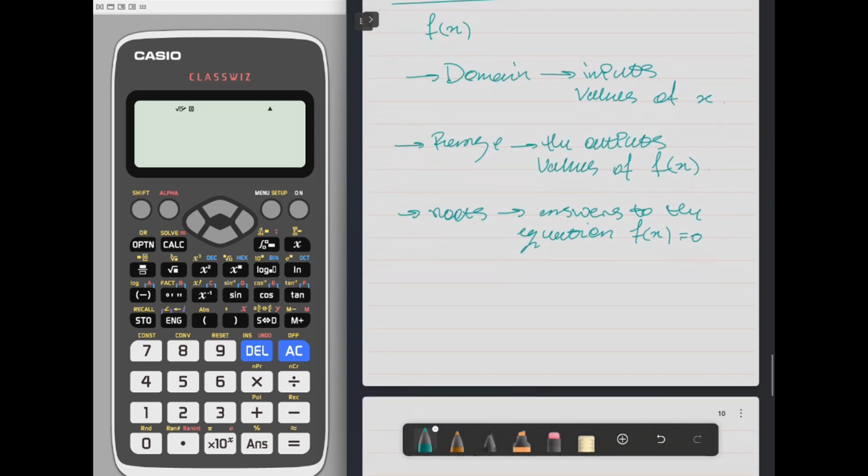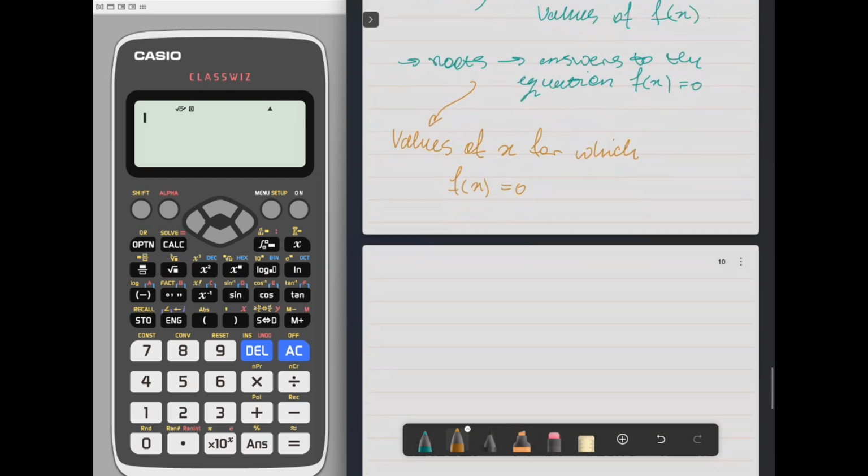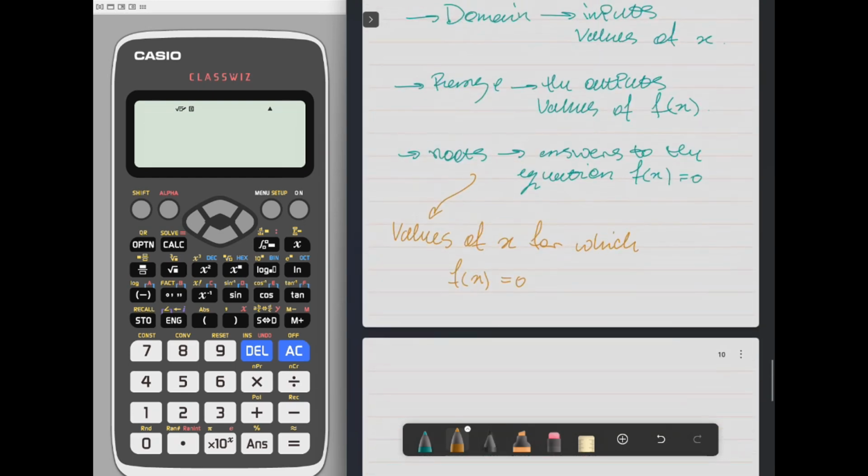So roots are just simply the values of x for which f of x is equal to 0, right? This is another way that you could define it. So this is it for functions, guys.